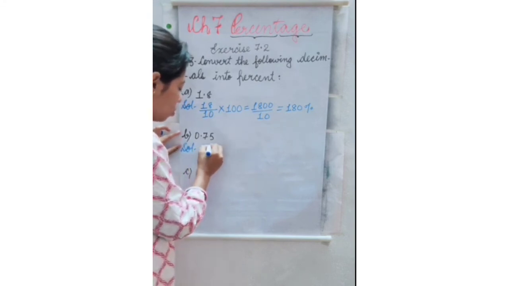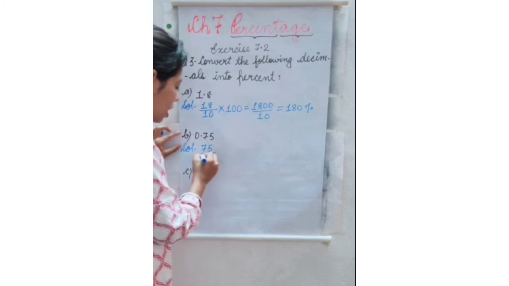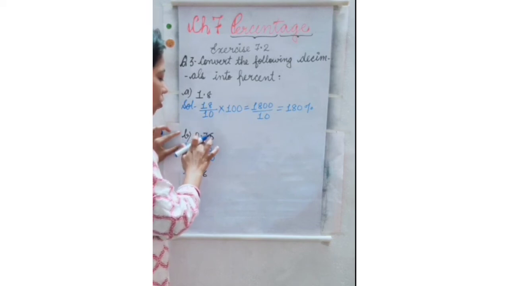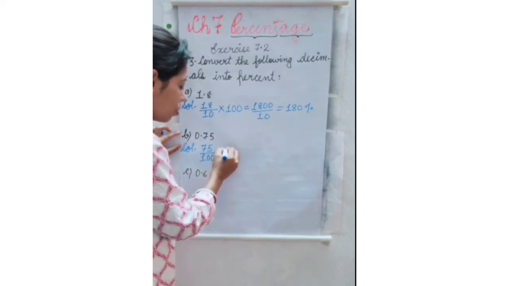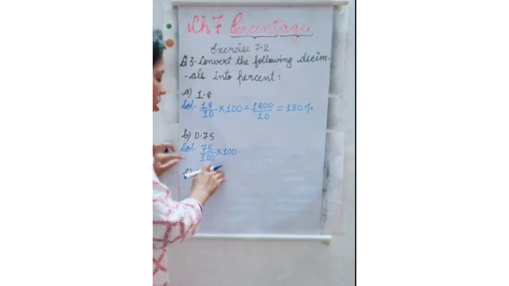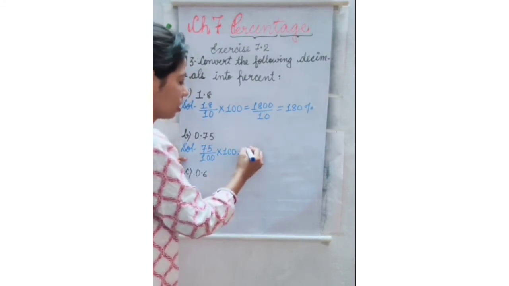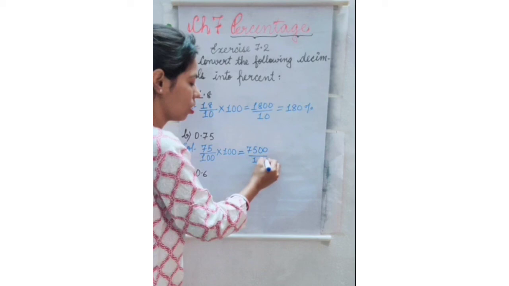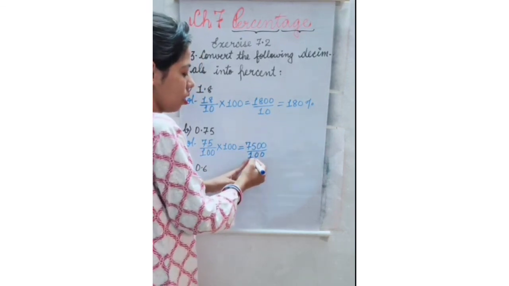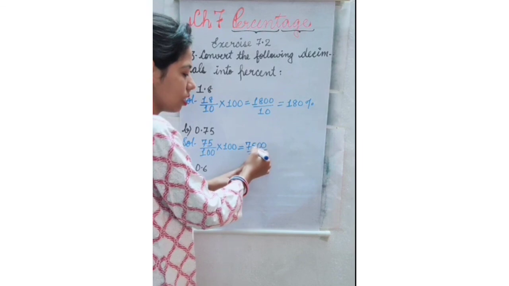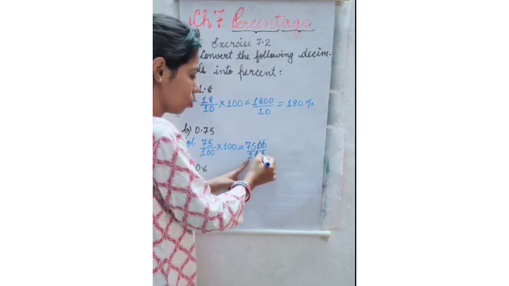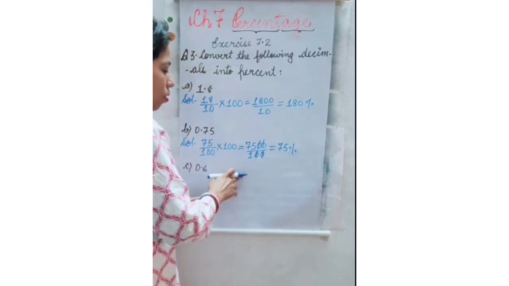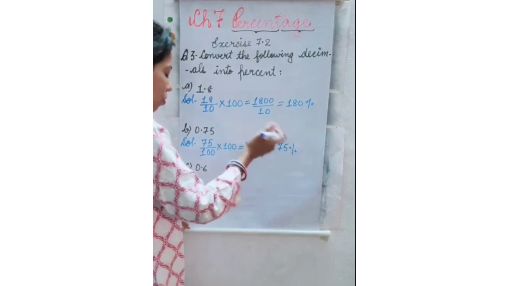Part B is 0.75. So this 0.75 we can write as 75 by 100, or we can say it is 75 hundredths, and when we multiply this fraction by 100 we can change it into a percentage. It will be 7500 by 100. Here we can see in 100 two zeros are there, and in 7500 also, so we can cancel these zeros, and it will be 75%. When we divide 75 by 1, we will get 75 only.